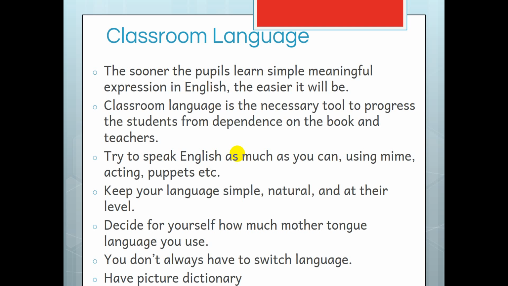Remember, English is not just the material that they learn, so we cannot teach English by using only Indonesian. We have to introduce the language to the children. You don't always have to switch language. If you think by using simple English they understand, that is okay. You don't have to translate all the time. Another key that can help you is having a picture dictionary. A picture dictionary will help the students understand the object being described by looking at the picture.